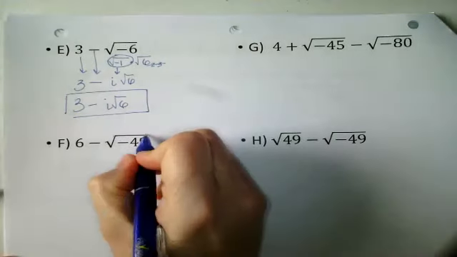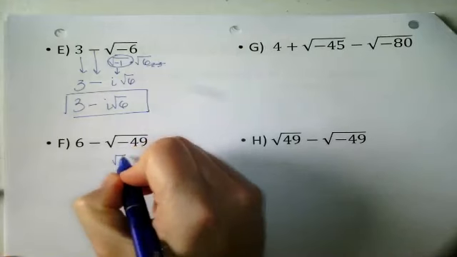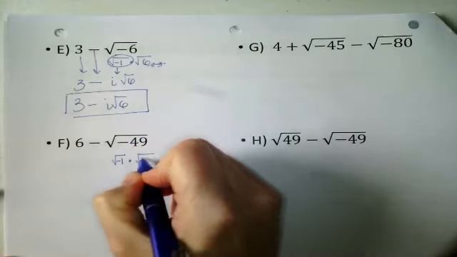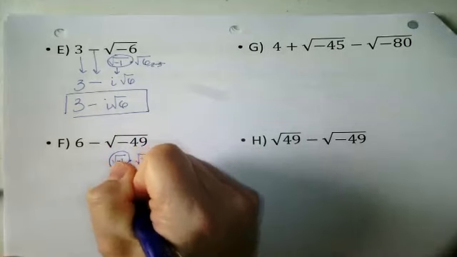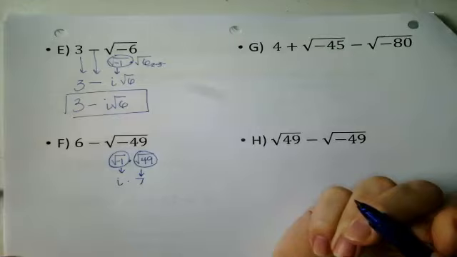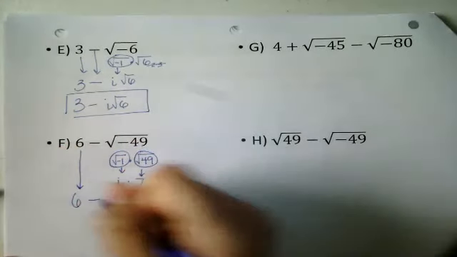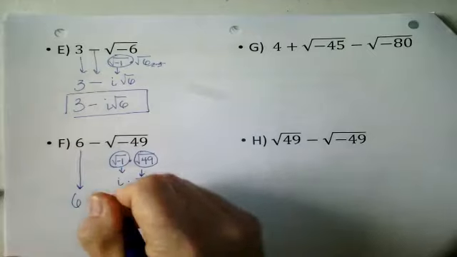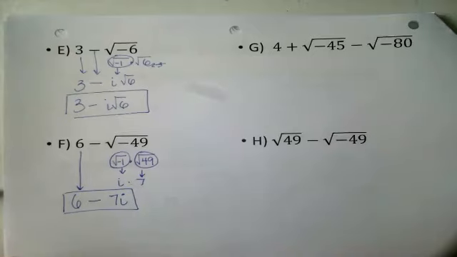Again, here's my radical. I'm going to try and simplify that first. So that's going to be negative radical 1 times the radical 49. Square root of -1 is i. Square root of 49 is 7. I'm going to bring down the rest of this stuff here. So we have 6, we have the minus sign, and then 7 times i, or 7i. And hey, this is a great answer.